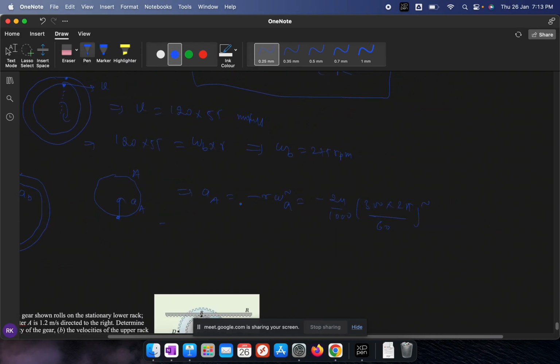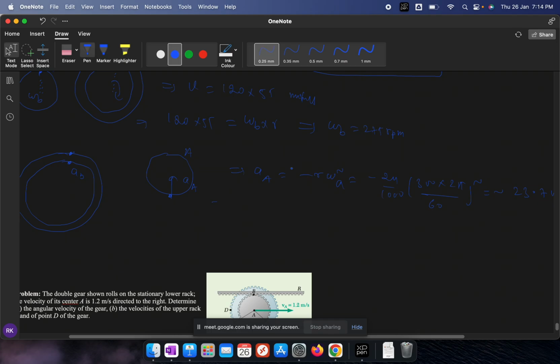So it is straightforward. There is no tangential acceleration part, so that's why I have omitted it here. And this is only a radial part, that is nothing but towards the center. So this r is 24 mm. That's why I have converted into meters. Now I have to convert rpm into radian per second. So you will get here minus 23.7 meter per second square. So this is the acceleration of this point. Now there is no slipping, so whatever will be the acceleration at this point, that acceleration will be exactly the same as this point.